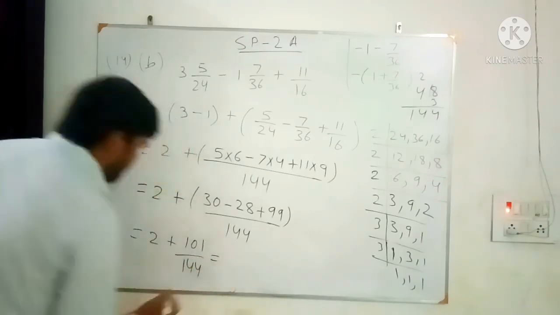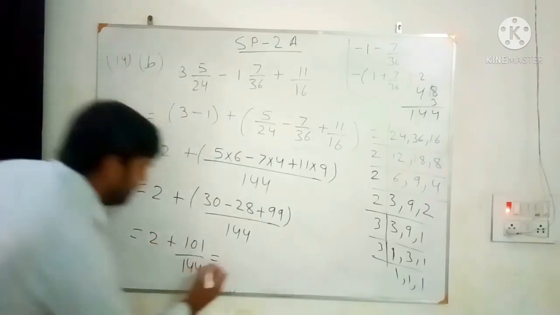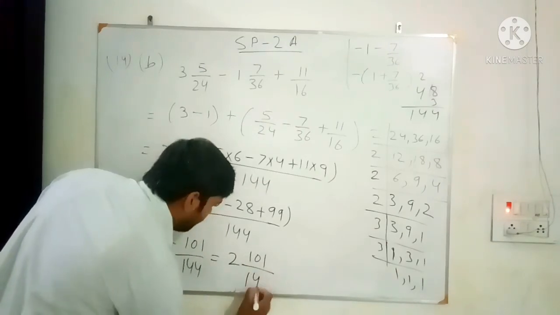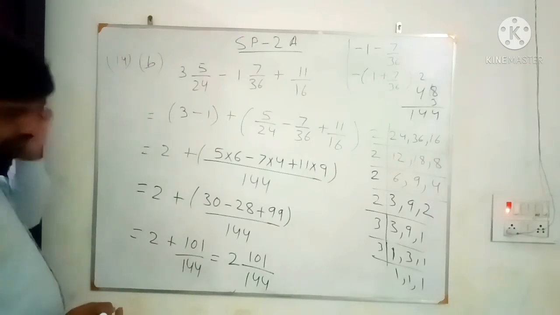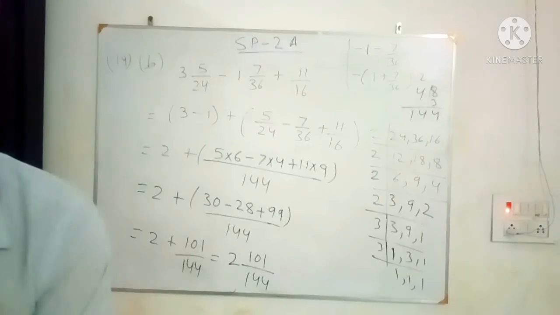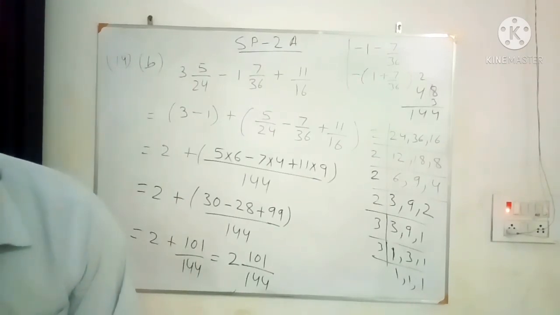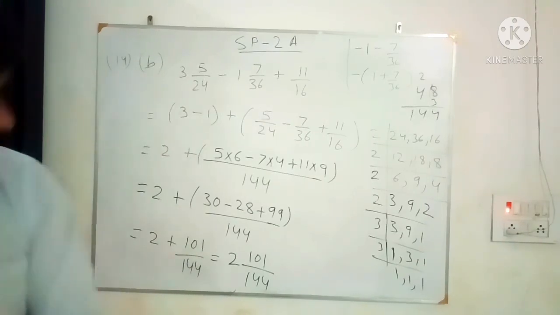So what will be the answer? Now this number we can write as a mixed fraction. This is the mixed number, this is the proper fraction. So the answer will be 2 101 by 144. Okay, now we can check this answer. That is 14B, Self Practice 2A. Yes, 2 101 by 144, correct.